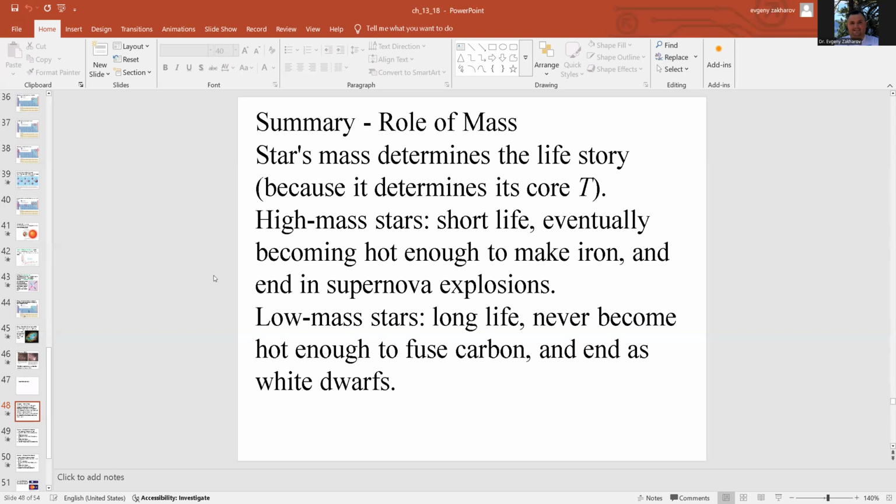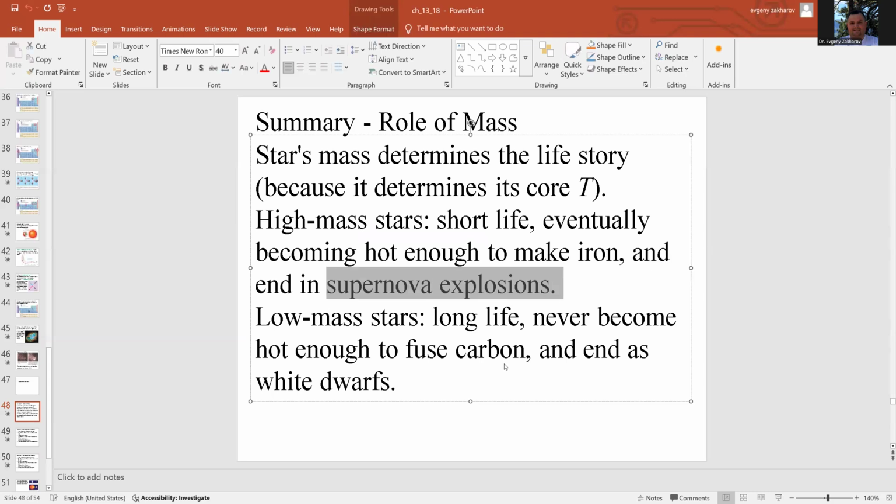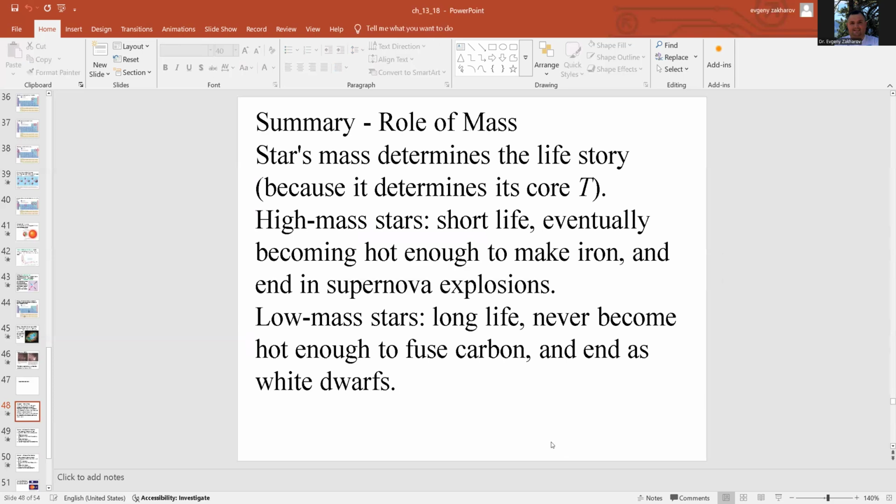Okay, just a few more slides. The summary, that the mass really determines everything. With high mass stars, you have much shorter lifespan, and iron is the dead end. And the supernova explosion, that's only for high mass stars. Our sun would never go through a supernova explosion. It's just not massive enough.